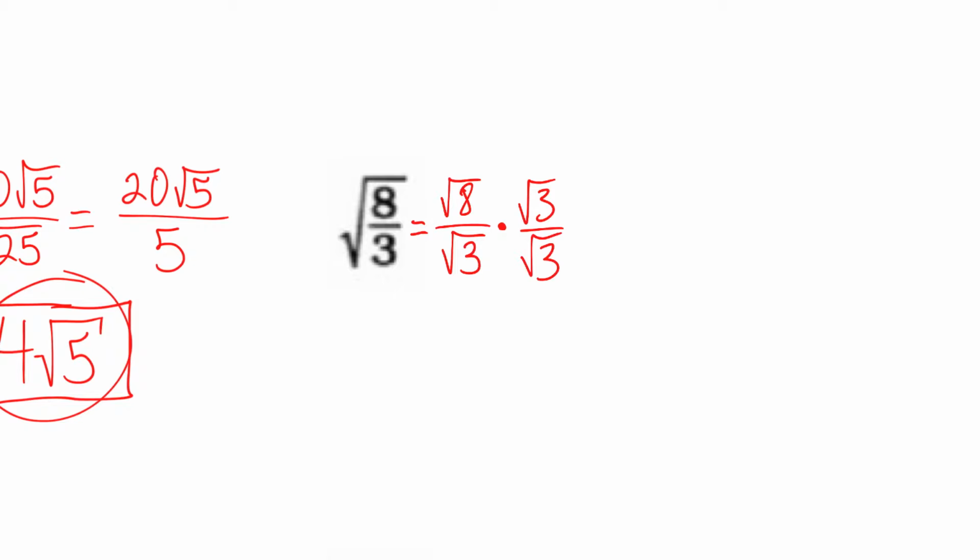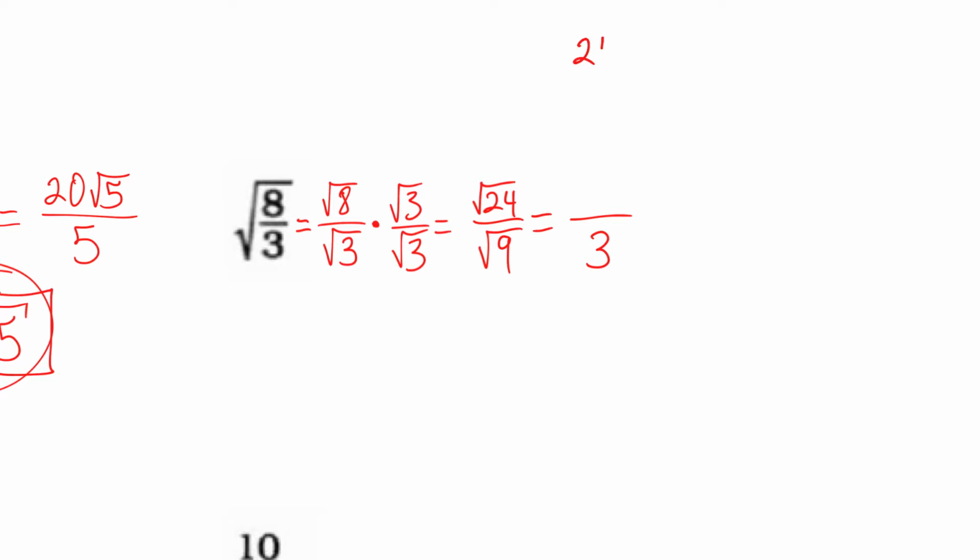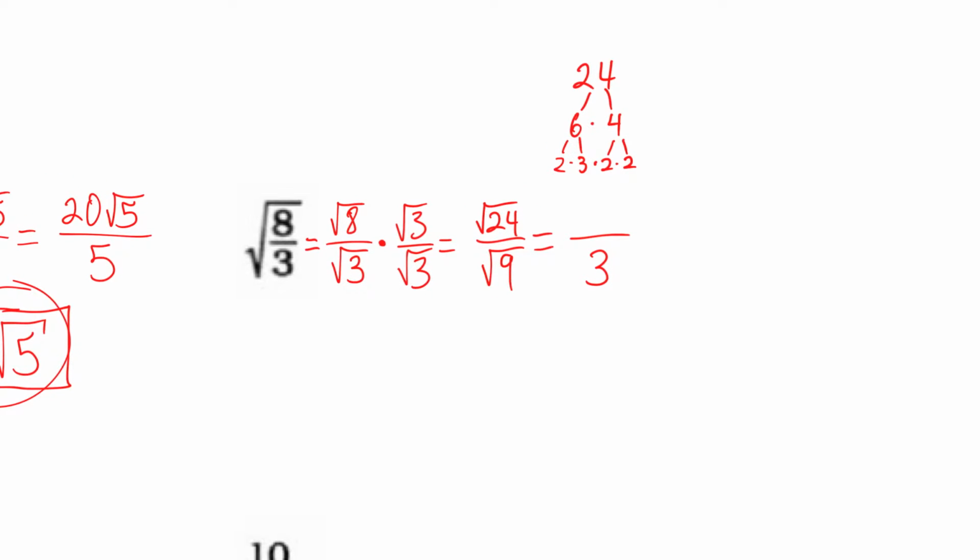Multiply by square root of 3 over the square root of 3, which up top, what do we get? Square root of 24, and on the bottom we get square root of 9. Okay, so in the denominator, square root of 9 is what? 3. Is 3. Can I simplify square root of 24? Yes. Yes, like we've been doing. So what is it? 6 times 4, which is 2, 3, 2, 2. Oh, sorry. And then got that pair right there.